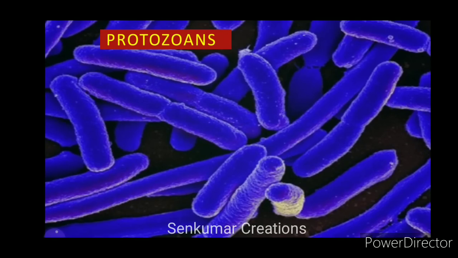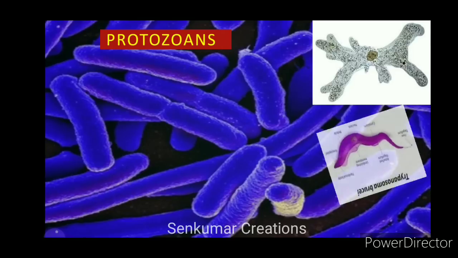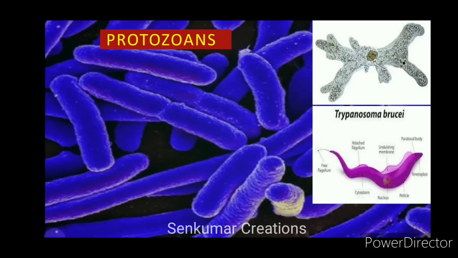Next, protozoans. You can see the example picture, protozoans. Amoeba is given, Trypanosoma brucei. It is causing sleeping sickness. The worm is called Trypanosoma. The first one is an amoeba, the best example for the protozoa.